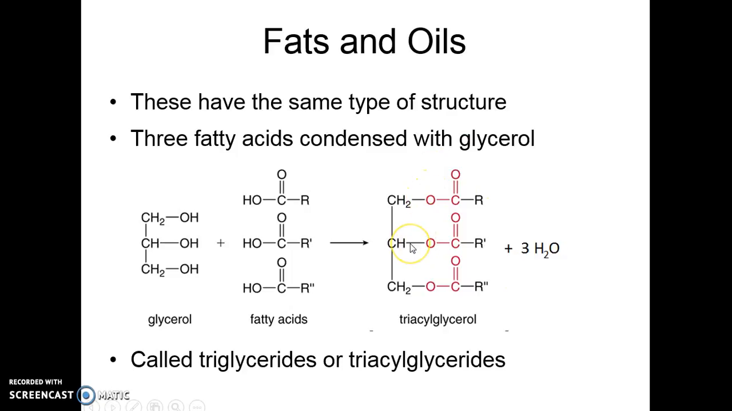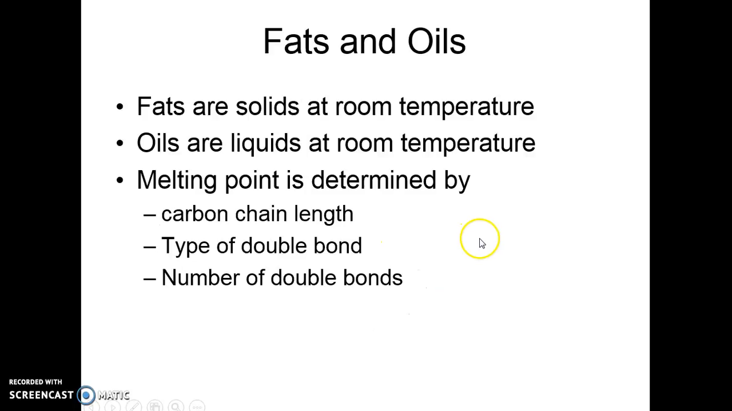What differs between the fats and oils is the length of the chain here and whether or not it has double bonds and what type of double bonds that it has. We define fats as being a solid triglyceride and oils as being a liquid triglyceride. So it really just is the melting point that we're looking at.